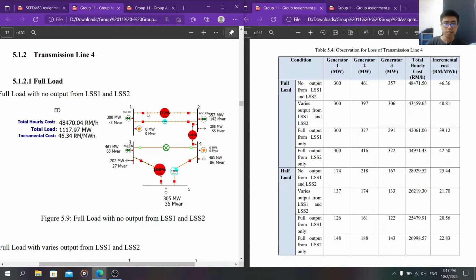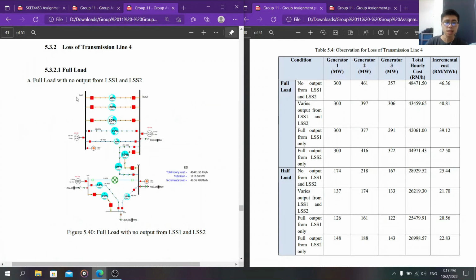You can see TL1, TL3 and TL5 are overloaded. So in order to overcome this situation, I add a new transmission line parallel to TL1, a new transmission line parallel to TL3, and a new transmission line parallel to TL5. So this is the circuit for the full load with no output from LSS1 and LSS2.